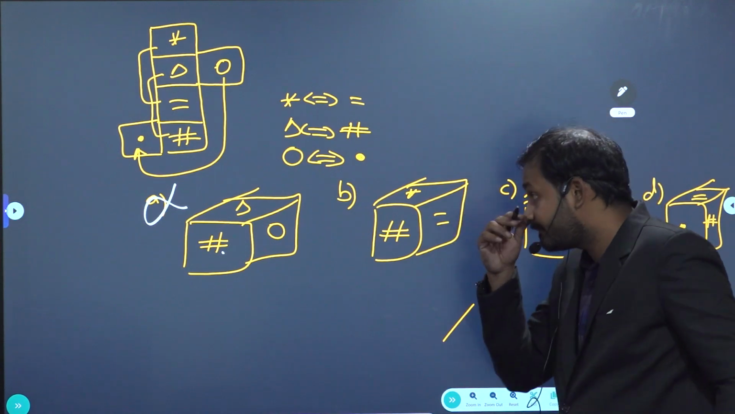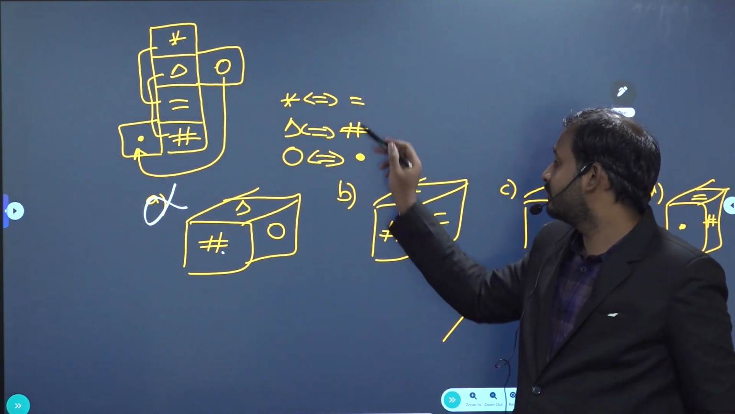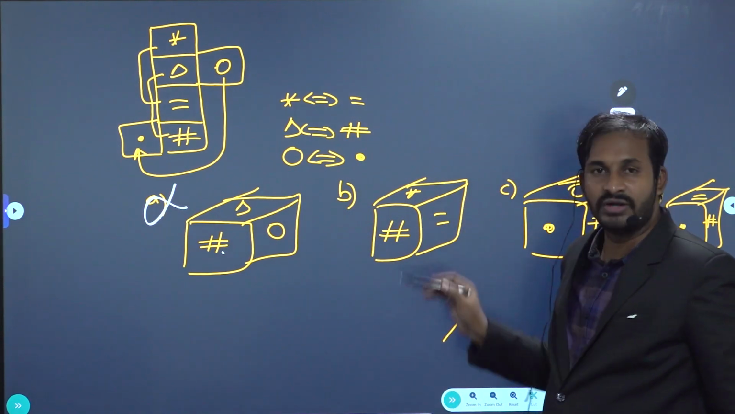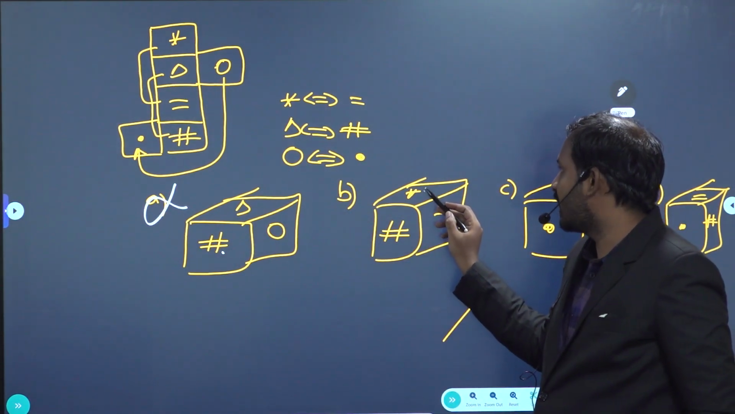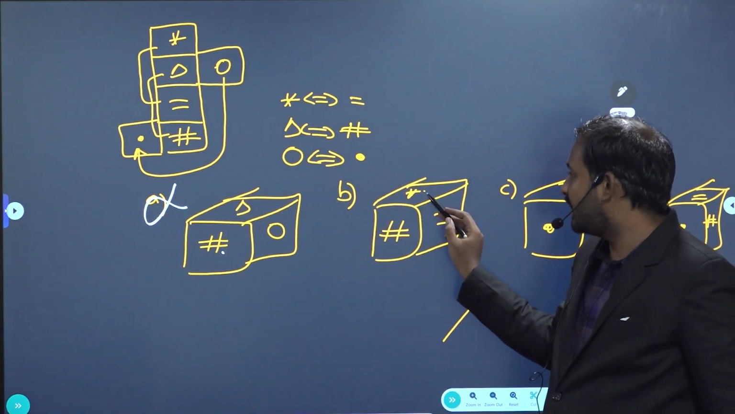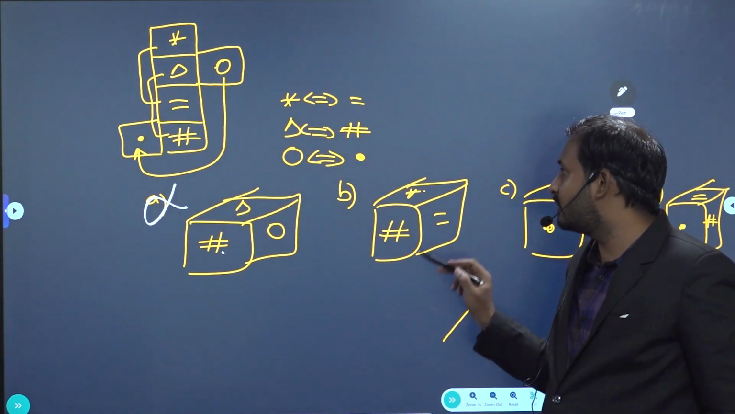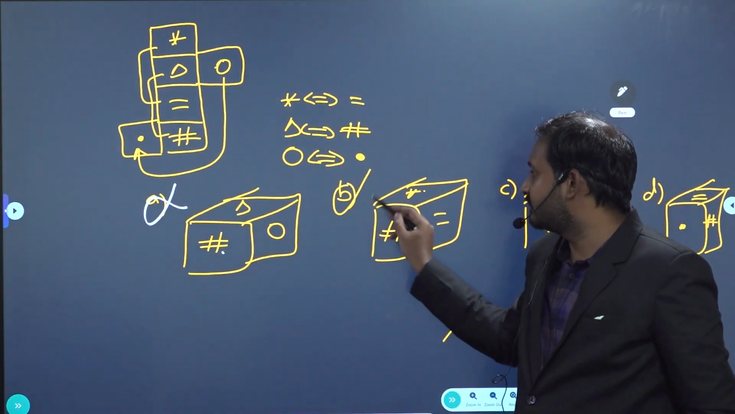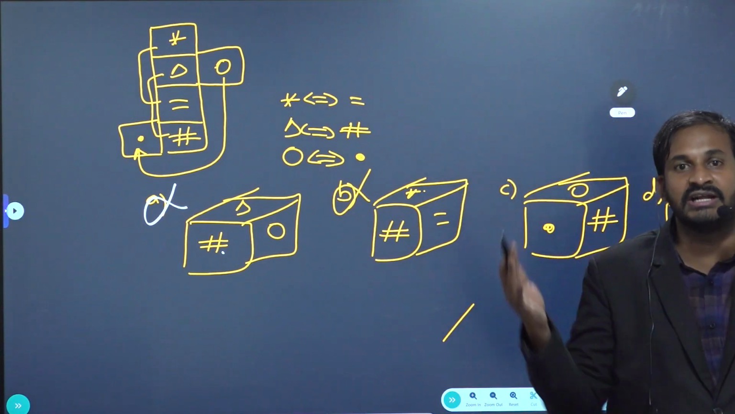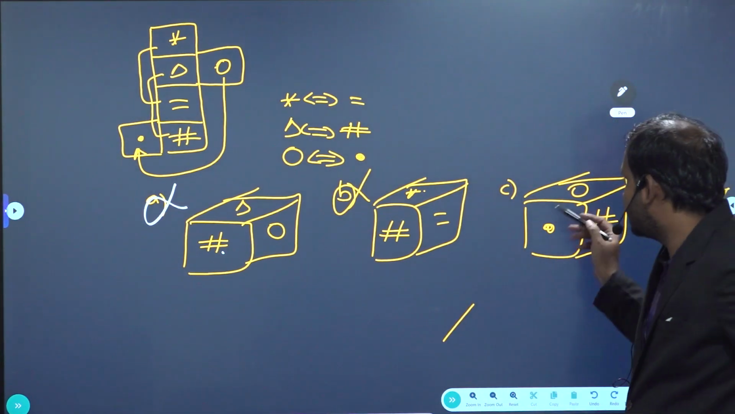Next, see this one. Here I have hashtag. That means I cannot see triangle. Okay, there is no triangle, satisfied. Here I have star. What is opposite to star? Equal to. But what do I have here? Equal to. Can I see star and equal to at the same time? No, I cannot see. Why? Because those two are opposite pairs. How can I see both opposite pairs at once? I cannot see.